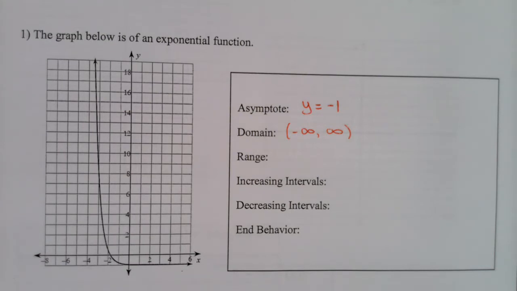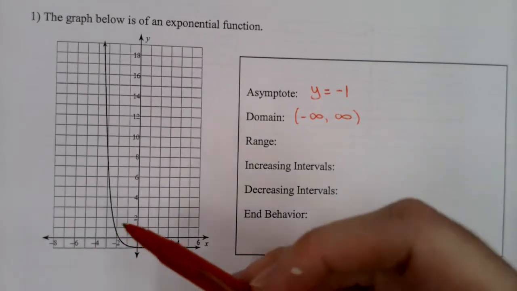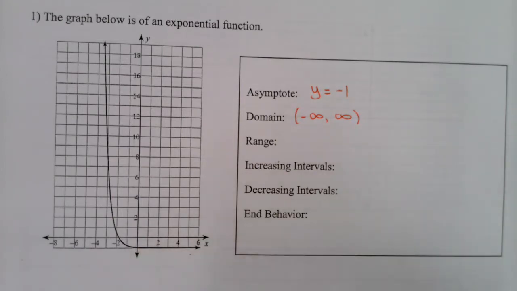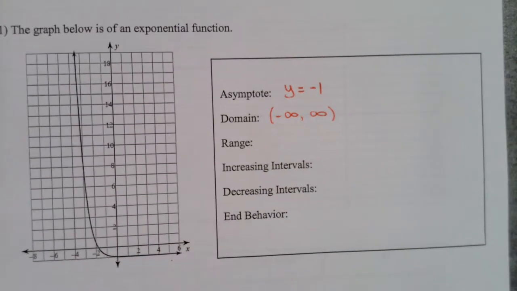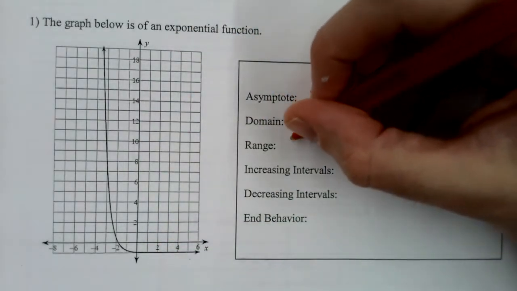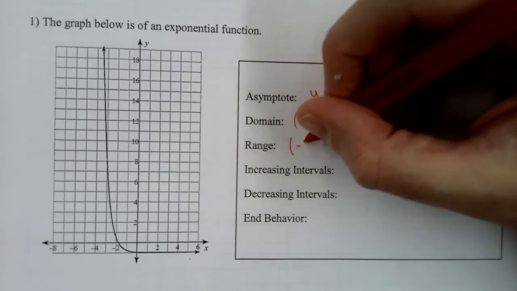The range is the y values in this graph. And the y values in this graph go from -1, but not including -1, because the graph never touches -1. It goes from -1 up to infinity. And since it's not touching -1, I'm going to put a parenthesis next to -1.